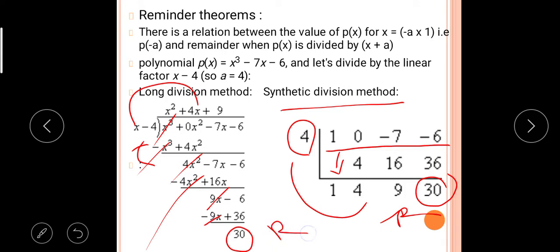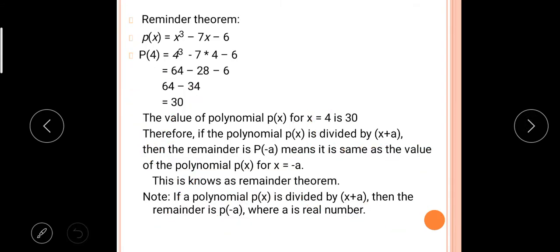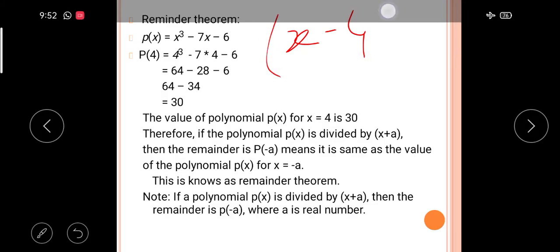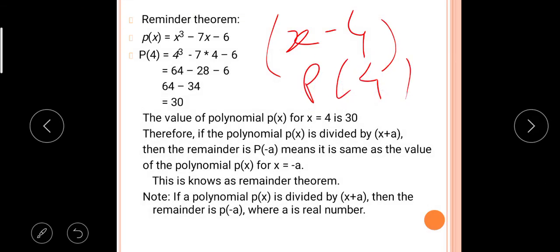This is also the remainder. See, with the long division method and the synthetic division method, you get the same remainder, that is 30. The remainder theorem states that when you have p of x equal to x cube minus 7x minus 6, and your divisor is x minus 4, what we have to calculate is p of 4, that is the value of the polynomial. After calculating you will get p of 4 is 30. So it means that the value of the polynomial p of x for x equal to 4 is 30.